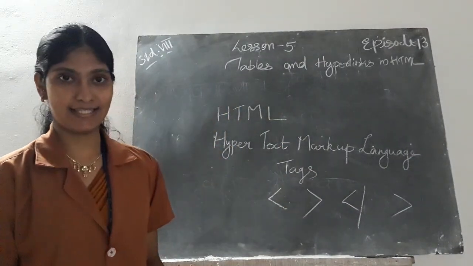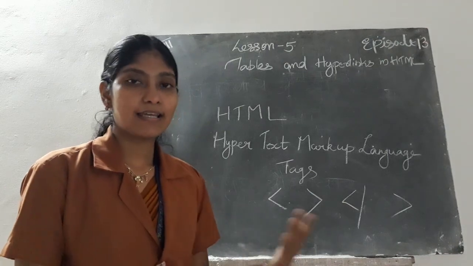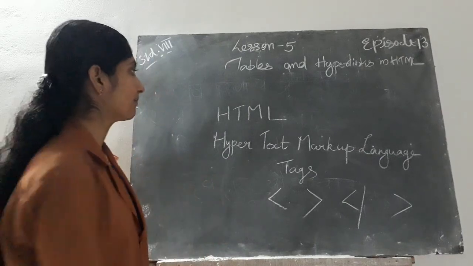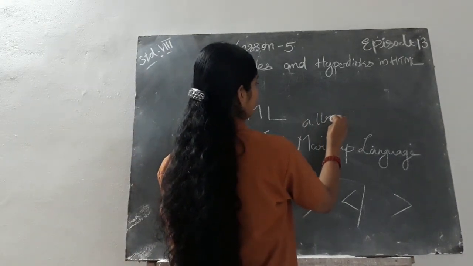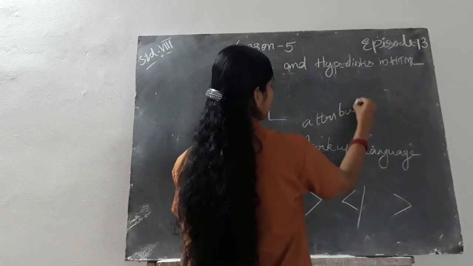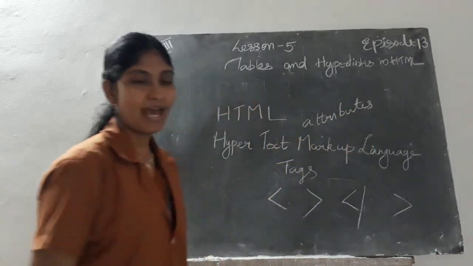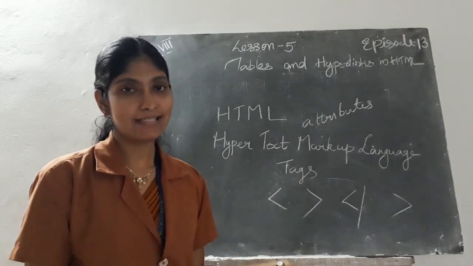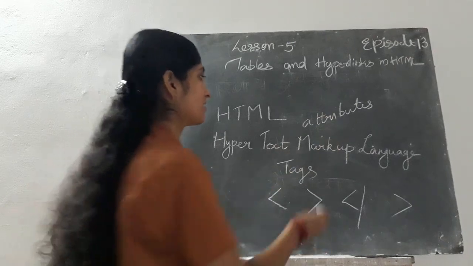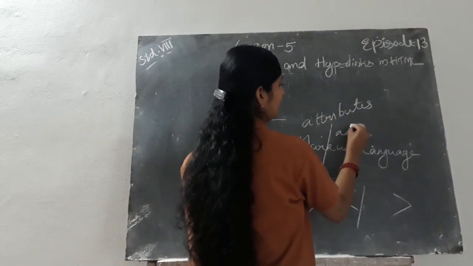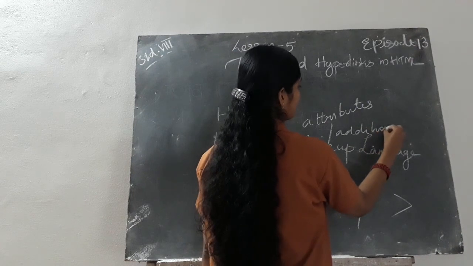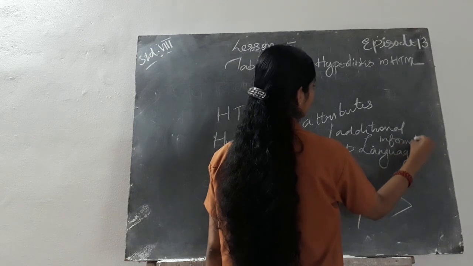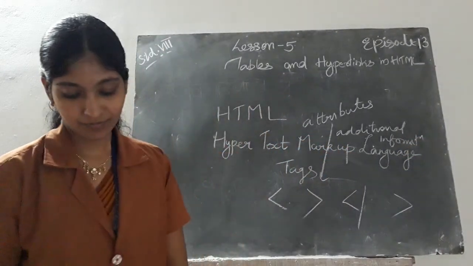These are tags, and another part of this HTML document is attributes. A-T-T-R-I-B-U-T-E-S. Attributes provide additional information to the tag.